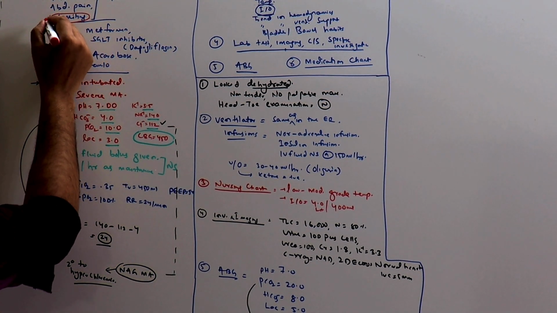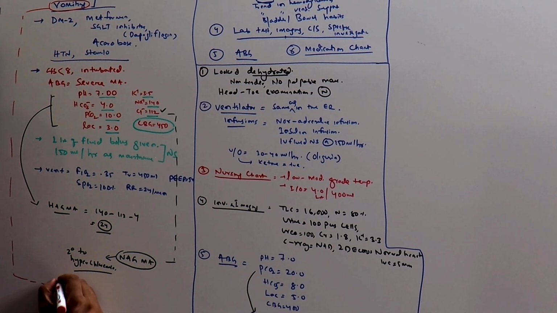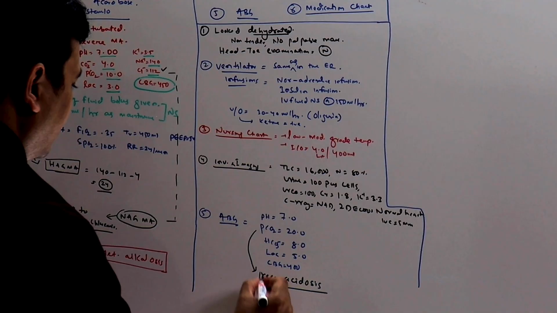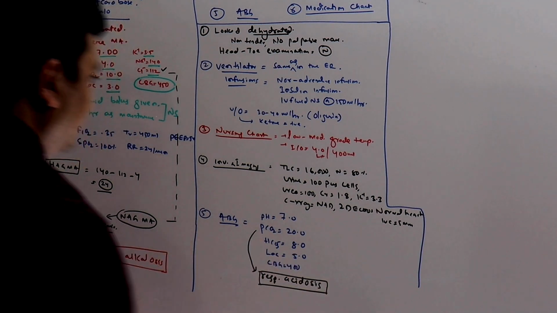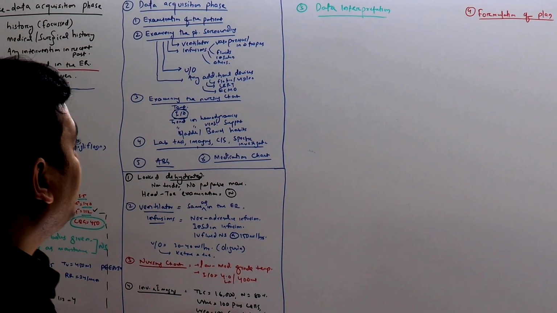If you calculate the delta gap, you will find patient is also having a metabolic alkalosis. So, four acid-base problems are there here. So, we are already interpreting the data. So, now let us come to data interpretation.